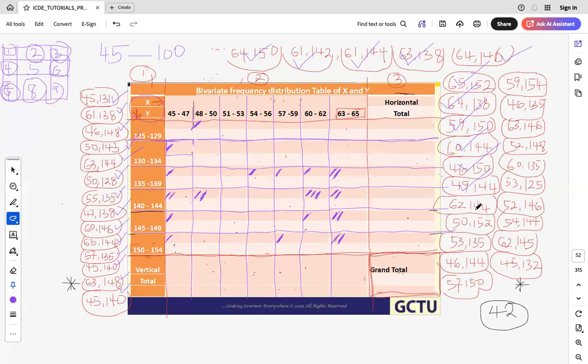The next is 62, 144. So this is the 62 column. We go down looking for 144 and then we land here. So we have a fourth tally in the cell.